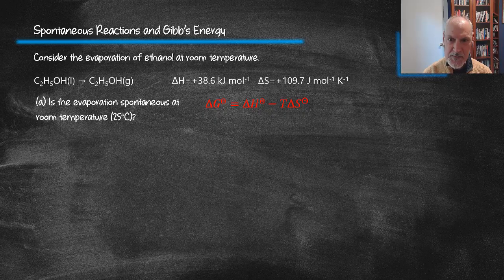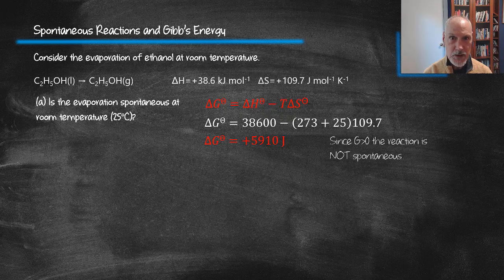I'm going to firstly substitute in the values. You'll notice that I've changed the kilojoules into joules to get consistent units between my enthalpy and my entropy. The second item I've changed is the temperature, which was in Celsius. I converted it to Kelvin. Solving now for delta G, or the change in Gibbs energy, I get positive 5900. So this reaction would not be spontaneous, as it's greater than zero.